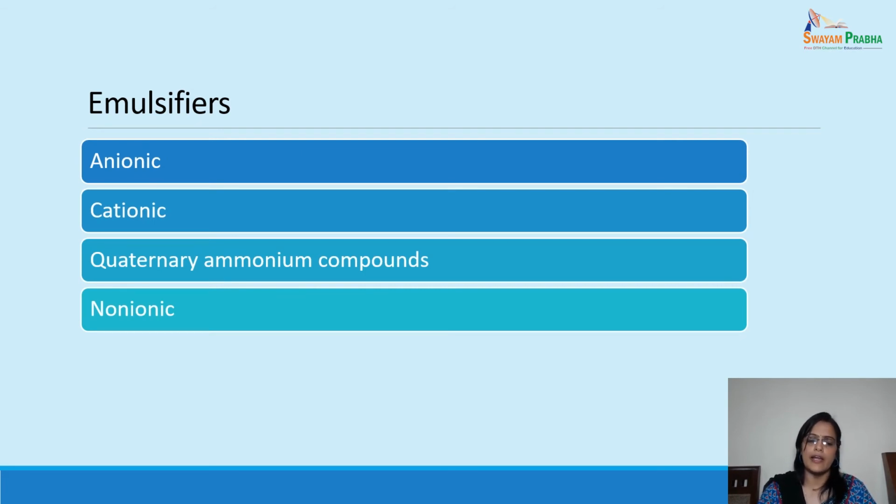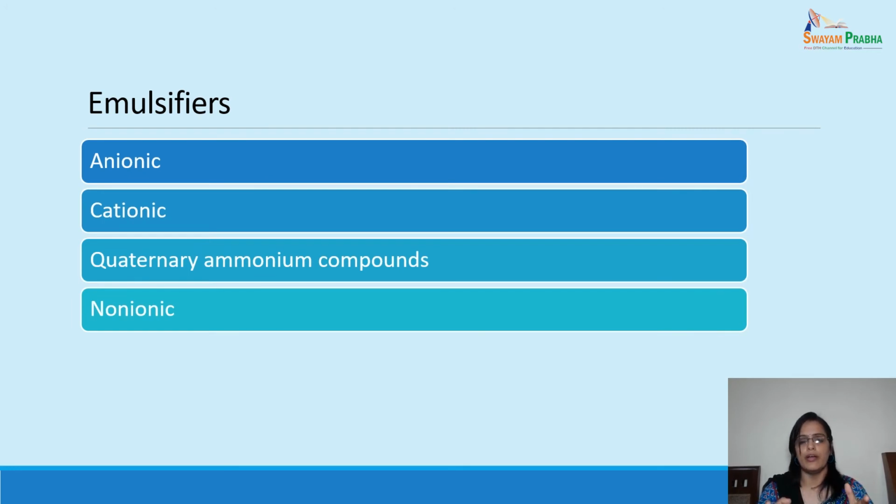Anionic, cationic, and non-ionic, this is the classification of emulsifying agents. I request all the dear students to remember this classification and their examples, because you are going to answer them in emulsions, in cream preparations, and in cosmetic preparations. You will come across these emulsifying agents many times.